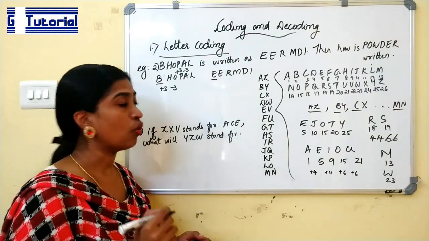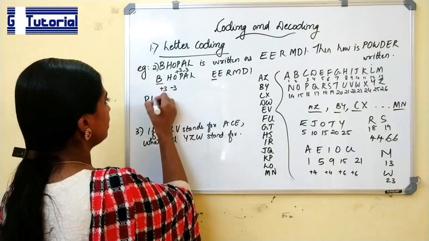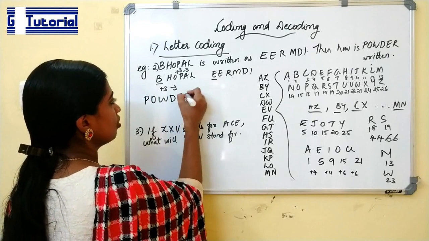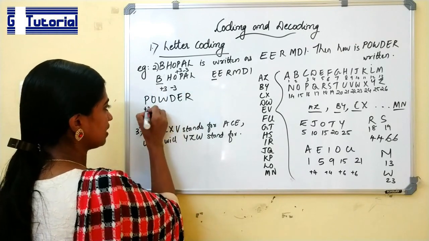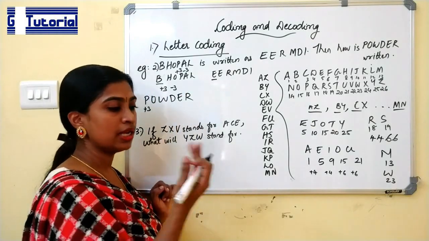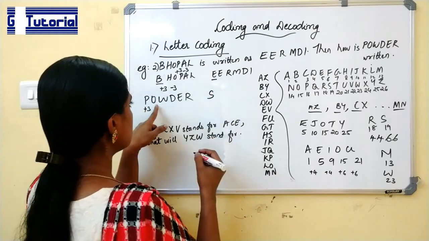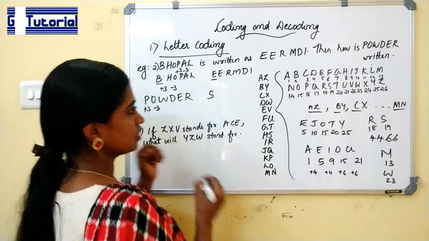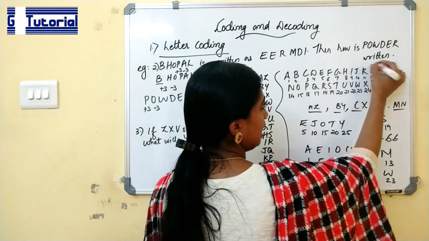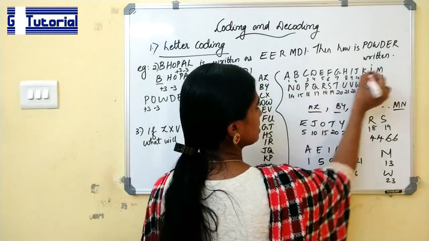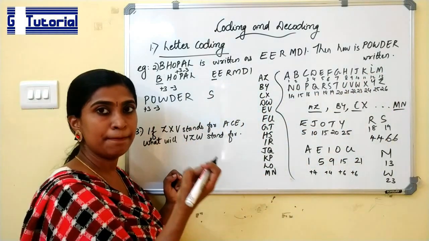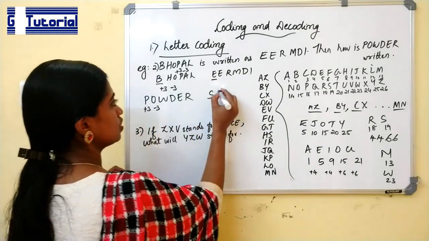Now let us find the code for powder. So P-O-W-D-E-R. The first letter you have to add 3. So P, Q, R, S. Next is subtract 3. So O minus 3 is L. L, M, N, O. So it is L.